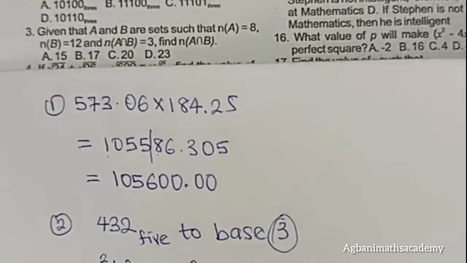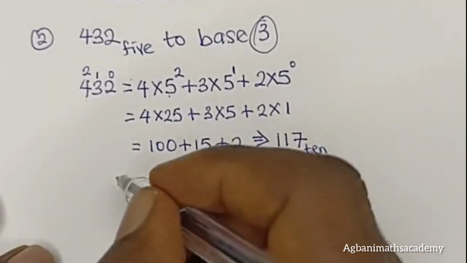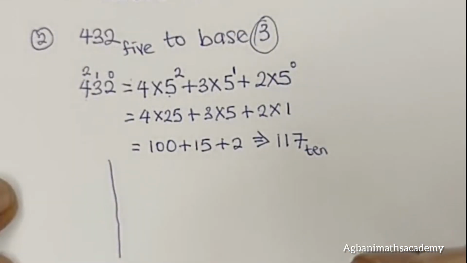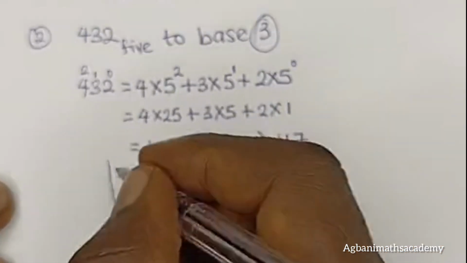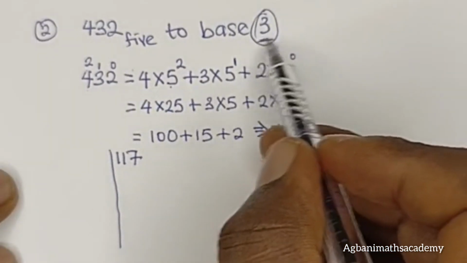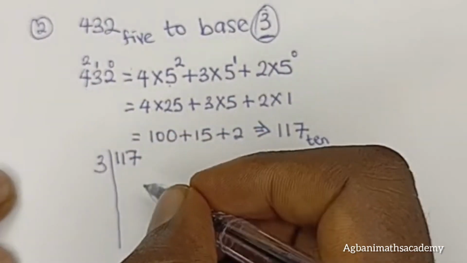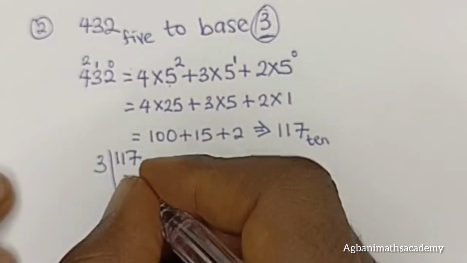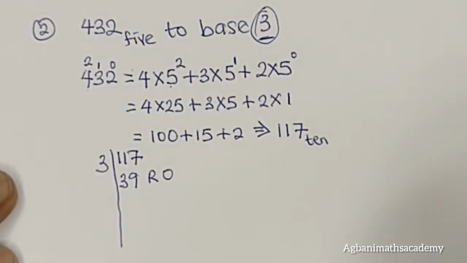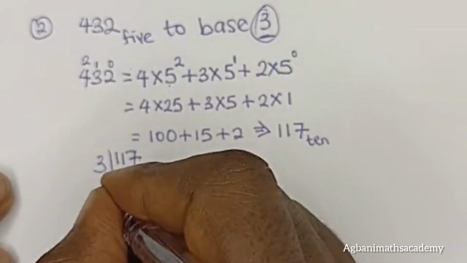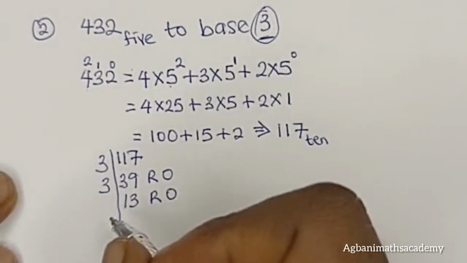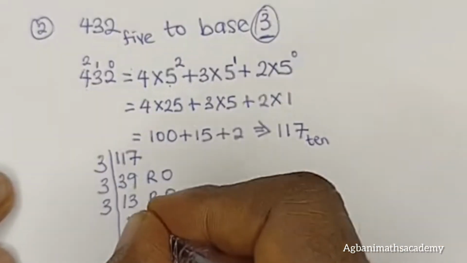So let's do that. Converting from base 10 to base 3, we are going to break down 117 by dividing it by 3 until we get 0. So we have 117. We are dividing by 3 because we are converting to base 3. 117 divided by 3 is going to give us 39, remainder 0. We divide again by 3. 39 divided by 3 is going to give us 13, remainder 0. 13 divided by 3 is going to give us 4, remainder 1.